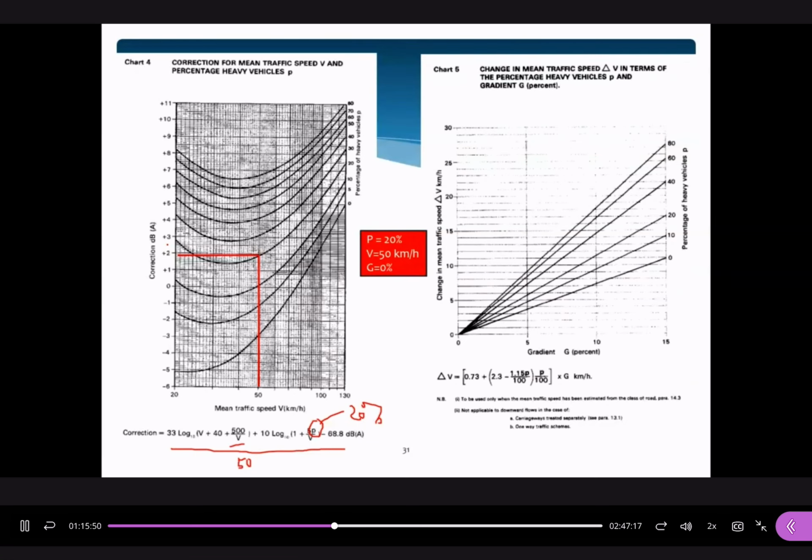Okay, any problem? How to read this one? We just have considered two parameters, the percentage of heavy vehicles and the traffic speed. Okay, this is for chart number 4 without any gradient. How about if we have a gradient? Okay, the road has a gradient moving upward or moving downward. How can we cater for this one?